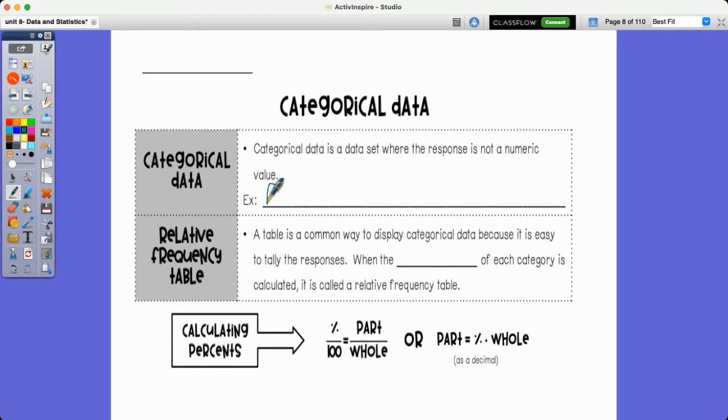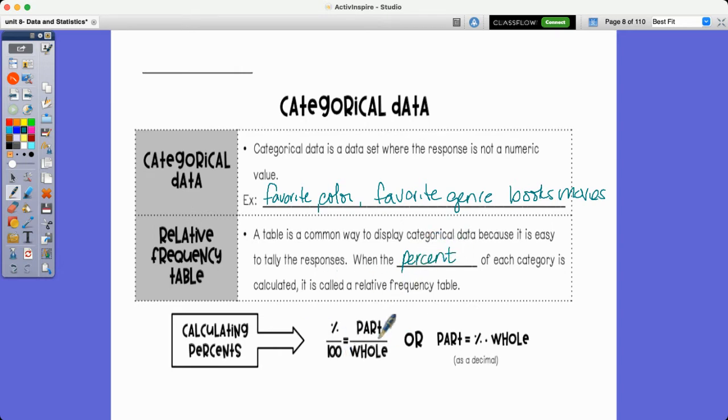Okay, so favorite color, favorite genre of books, movies, things like that. So it's words, basically, what I'm trying to say. A table is the most common way to display categorical data because it's easy to tally the responses. When the percent of each category is calculated, it is called a relative frequency table. So we're going to be calculating percents.